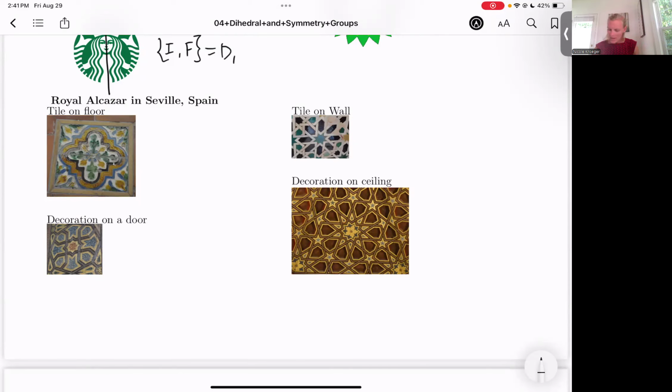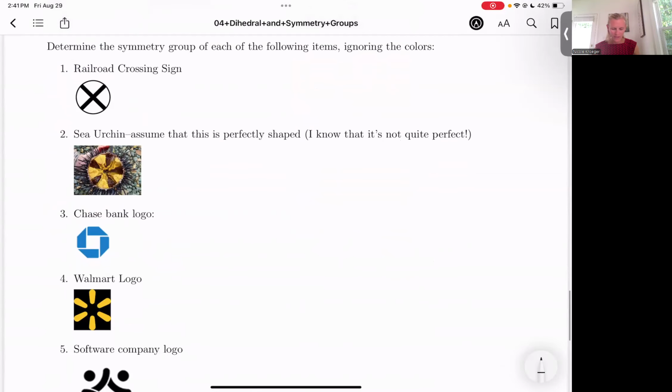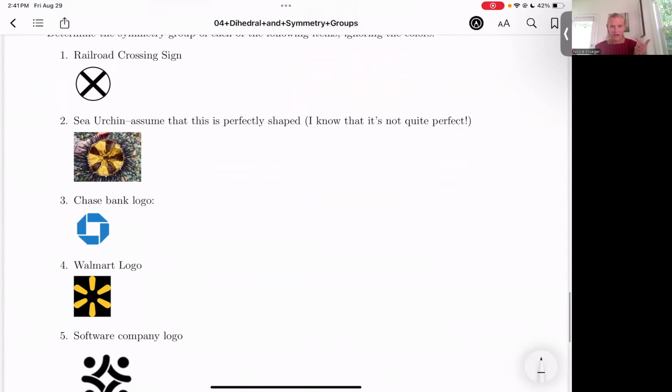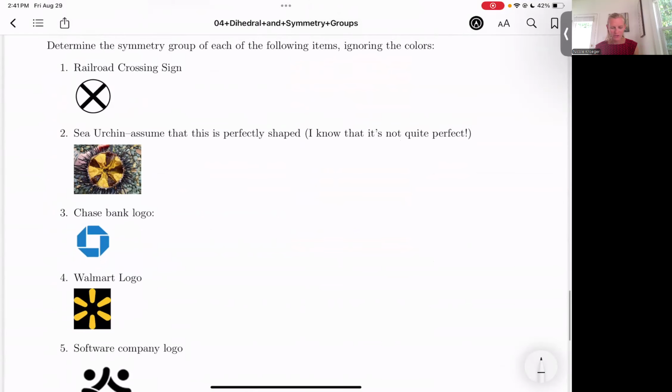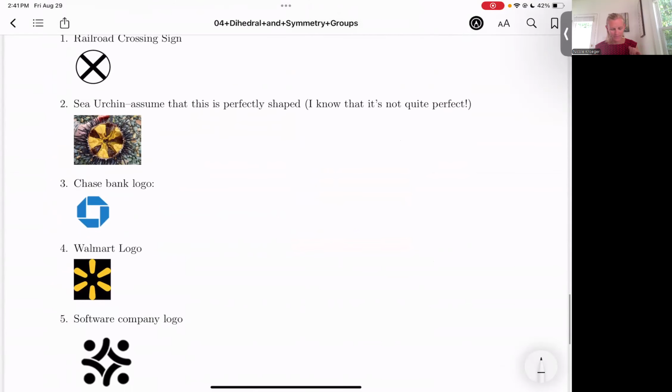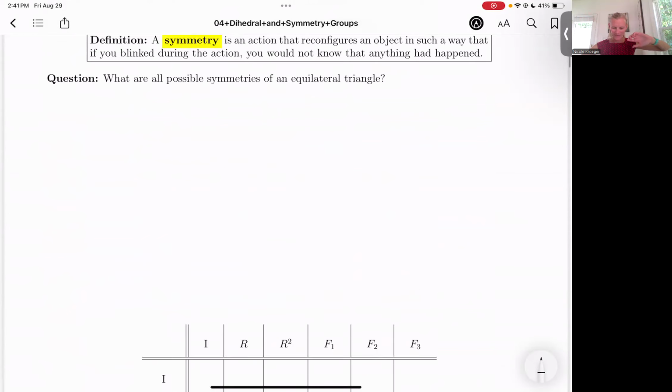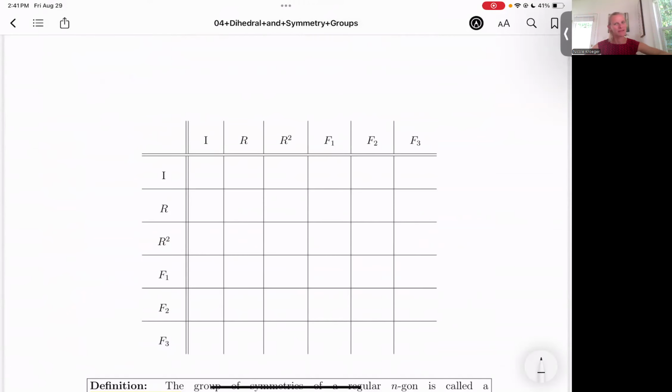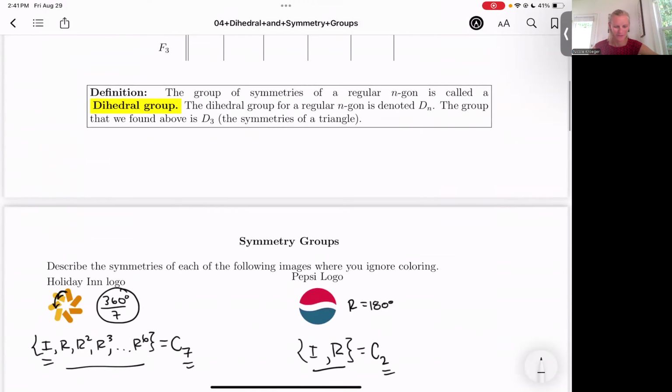Okay. For your asynchronous work this week, go ahead and do this worksheet. I'll make sure it's posted here. Find the symmetry groups of each of the following, these 5 things here, and then also fill in that table from the first page, fill in the rest of the symmetries that we did not do in the previous video, which I erased before I recorded this one.